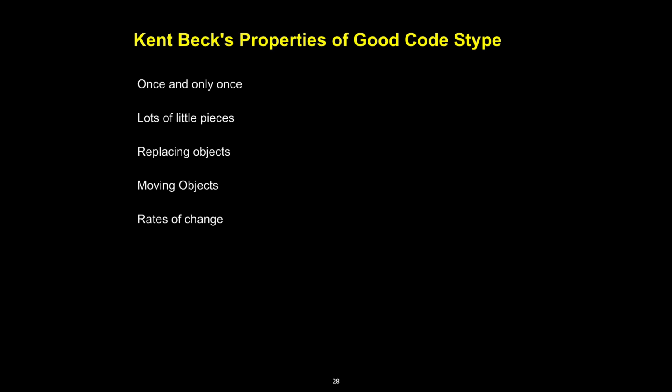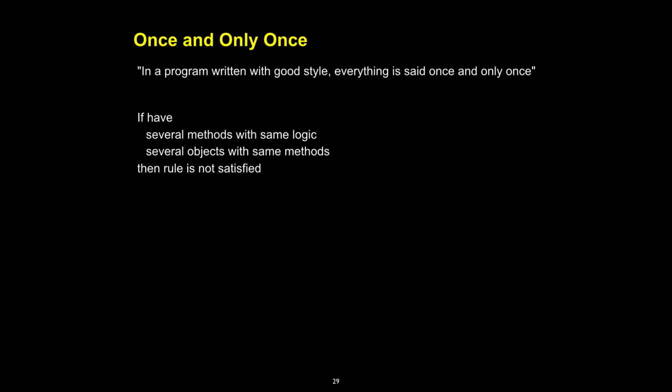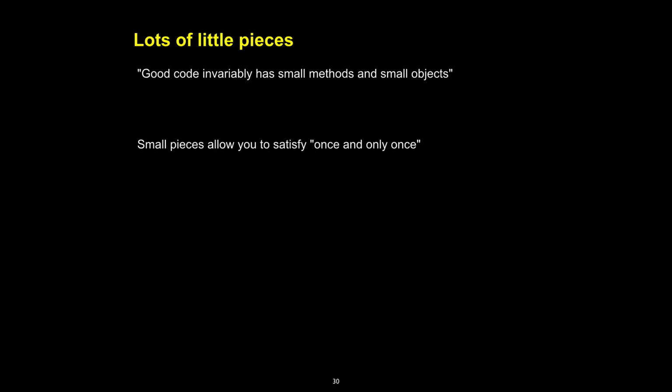Moving objects is a little more complicated. Can I take that object from this project and move it to that other project? And then combining rates of change. So, once and only once. If we've got methods doing the same logic, or objects with the same methods, we're not satisfying this rule. This is an easy one to deal with, and small pieces make it easier to satisfy. If you've got a 1,000-line or 100-line piece of code, there are going to be lots of things in there you need elsewhere, but you can't reuse them because they're embedded inside.